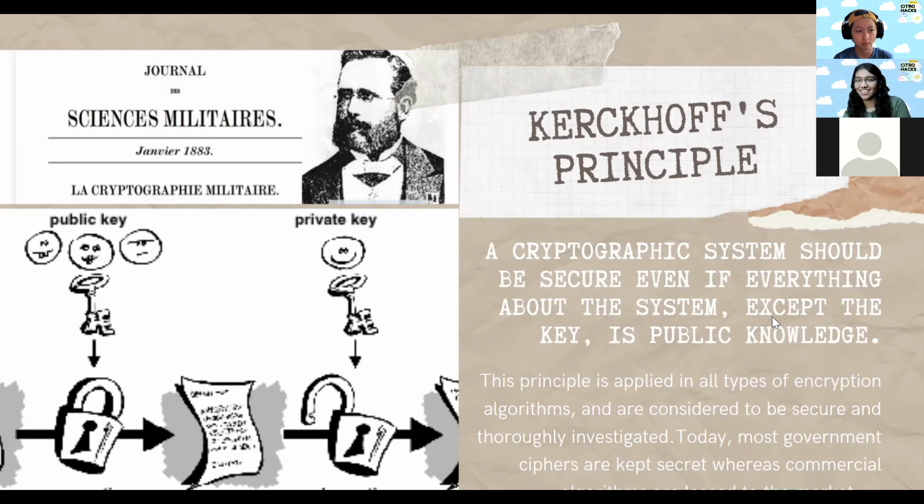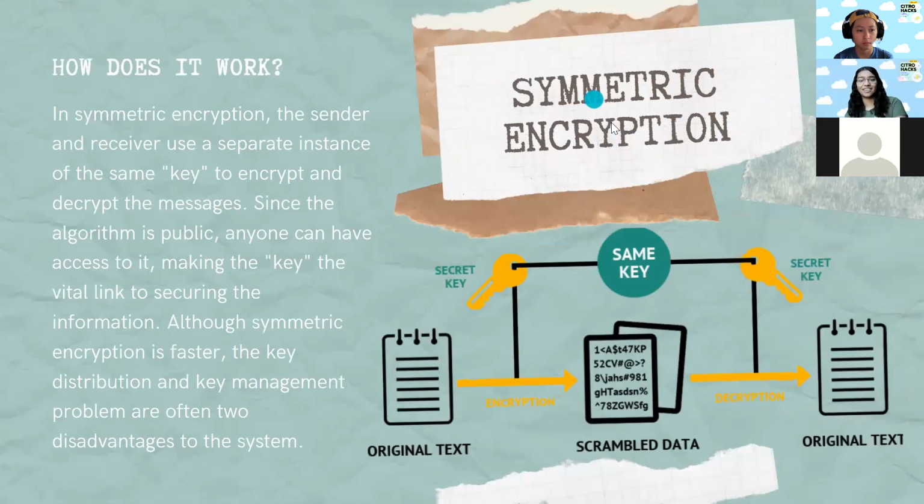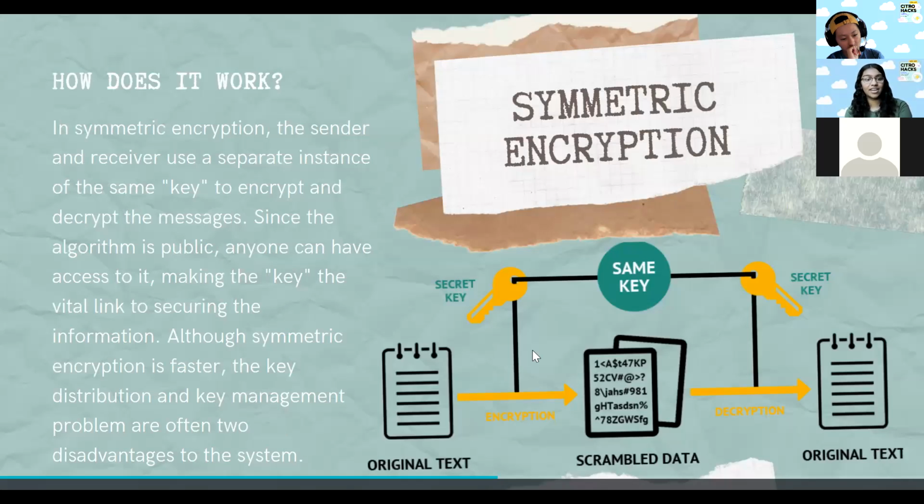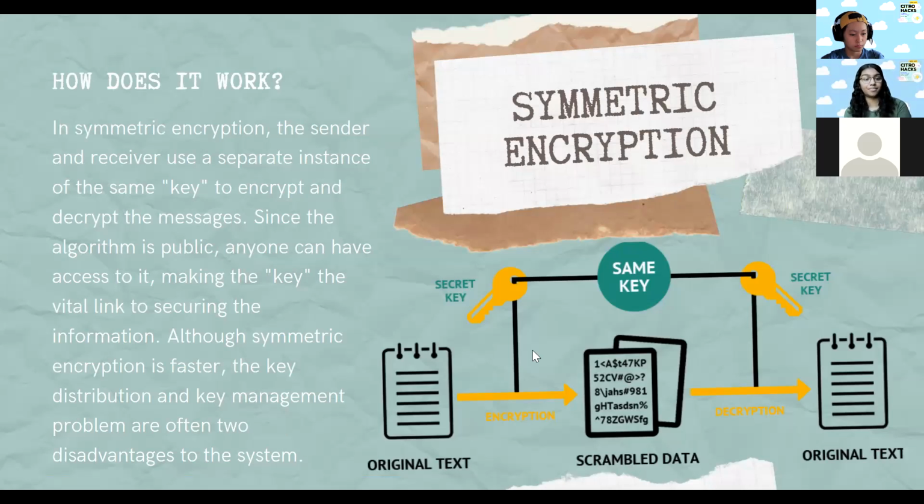All right. Symmetric encryption. So this kind of goes into the question Sarah asked about if algorithms are one size fits all. I will read your question in a minute. Symmetric encryption is a type of encryption in which the sender and receiver use a separate instance of the same key to encrypt and decrypt the message. Since this algorithm is public, anyone can have access to it, making that key the vital link to securing that information. Although symmetric encryption is much faster, key distribution and key management are two disadvantages of the system.